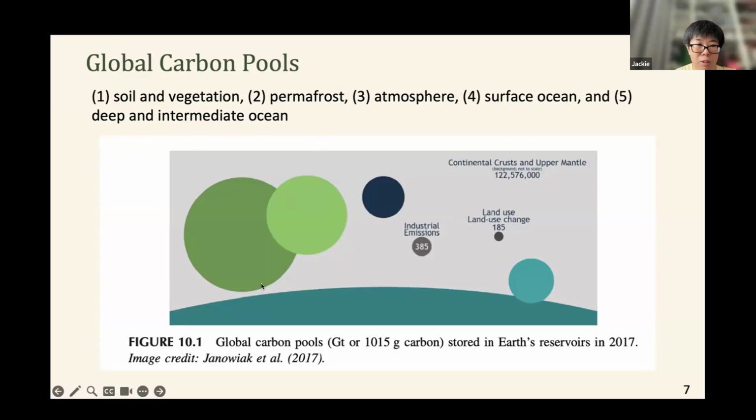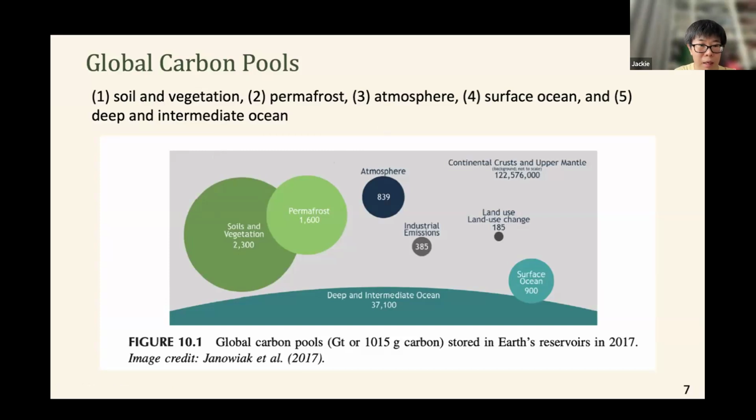Actually, the largest carbon pool in the globe is in the deep and the intermediate ocean, followed by the soil and the vegetation carbon pool. Then the smaller one is the permafrost carbon pool. And the surface ocean carbon pool is comparable to the atmosphere carbon pool. That is a general distribution. Even though these numbers are from a few years ago, the relative magnitude between these different pools stays relatively constant.